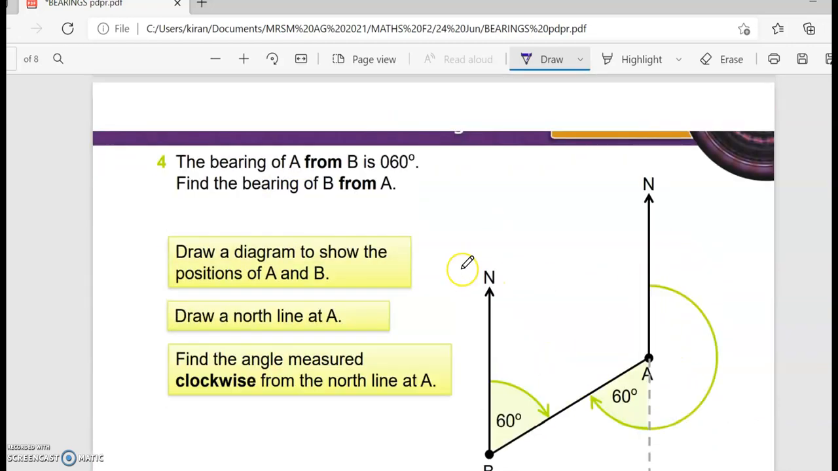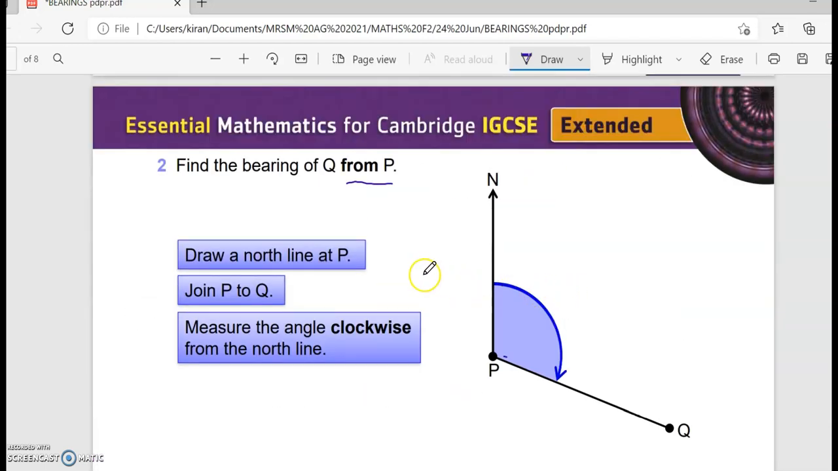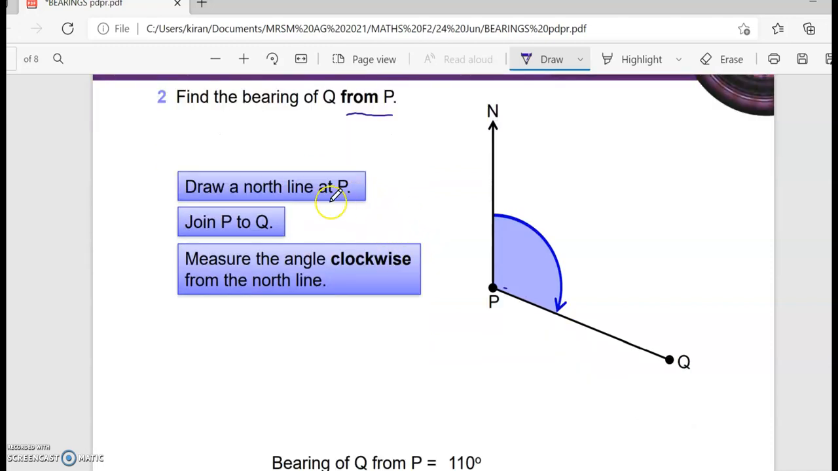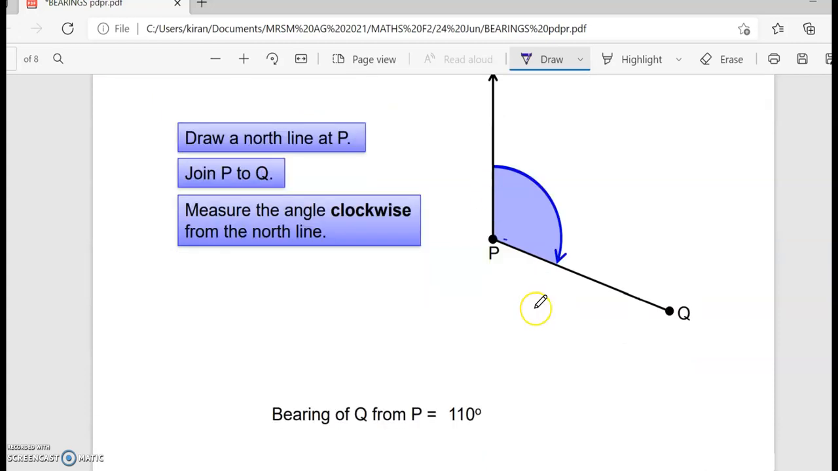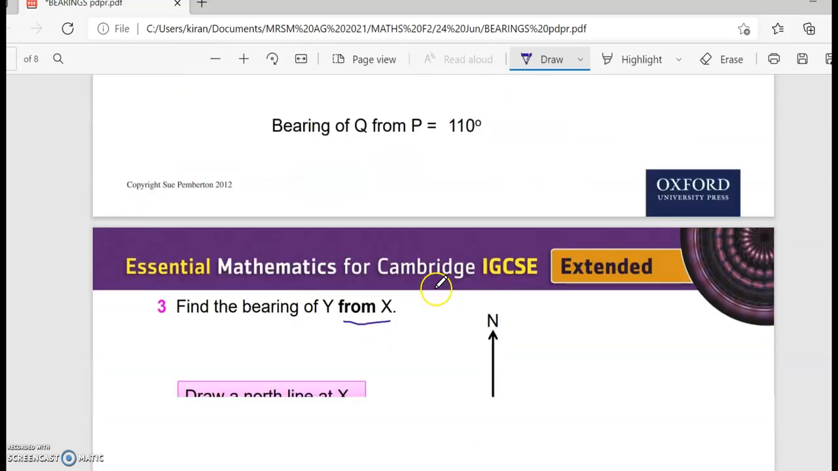So that is the basic way how to read the bearing from a point to another point. First thing first, kena ingat you kena draw a north line. And then you draw a line that joins both points. And then we measure the angle clockwise. Must be from the direction clockwise and from the north line. Those are the three important methods in order to find the bearings.